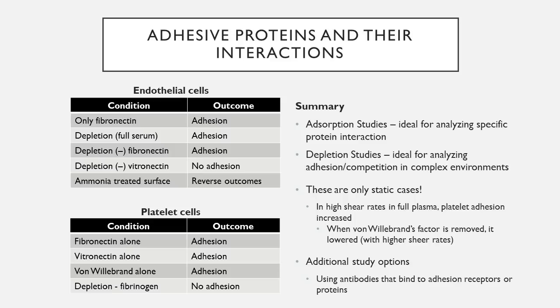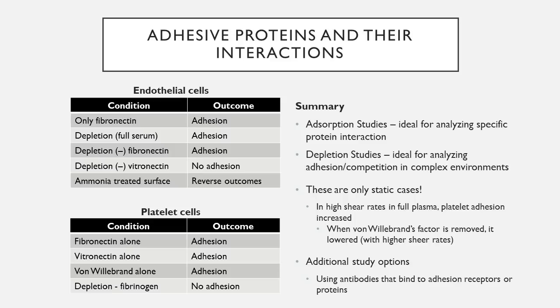So all of a sudden, I do a depletion study where I only remove fibrinogen, and despite the fact that fibronectin, von Willebrand factor, and vitronectin are all in there, I all of a sudden get no adhesion. So you can mislead yourself potentially when only doing adsorption studies if you don't follow up with depletion studies. Because in this case, it turns out that fibrinogen alone seems to be responsible for platelet adhesion, despite the results that I got from my adsorption studies.